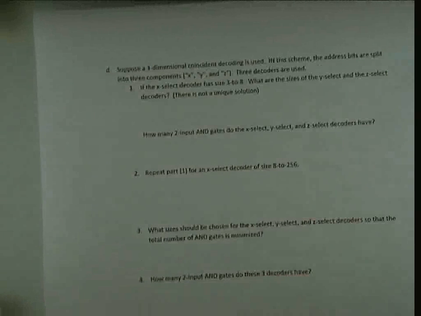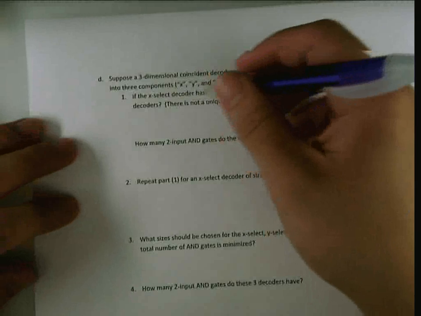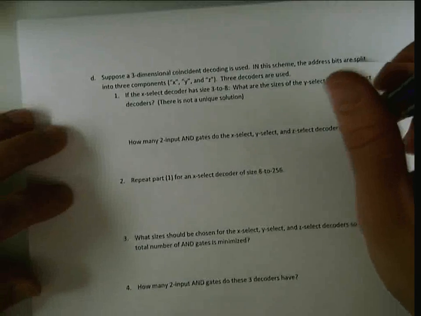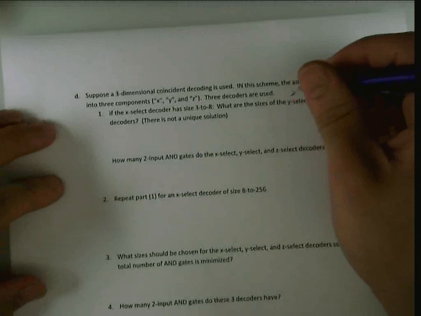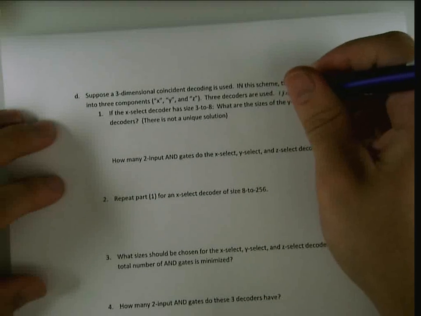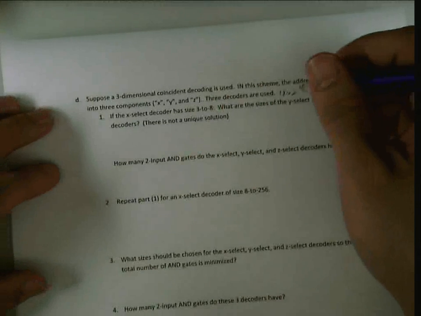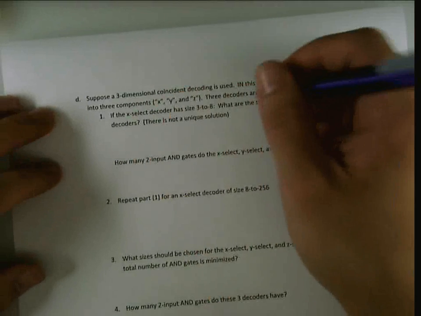Part D: suppose 3-dimensional coincident decoding is used in this scheme. The address bits are split into 3 components x, y, and z. 3 decoders are used. If the x select decoder has size 3 to 8, what are the sizes of the y select and the z select decoders? Well, we still have this 18 address bits to work with. So this 3 to 8 reduces this 18 down to 15, and so we've got 15 remaining.